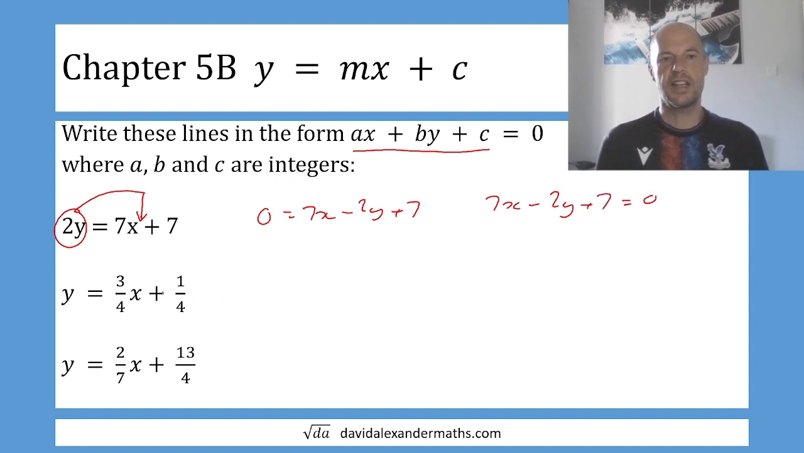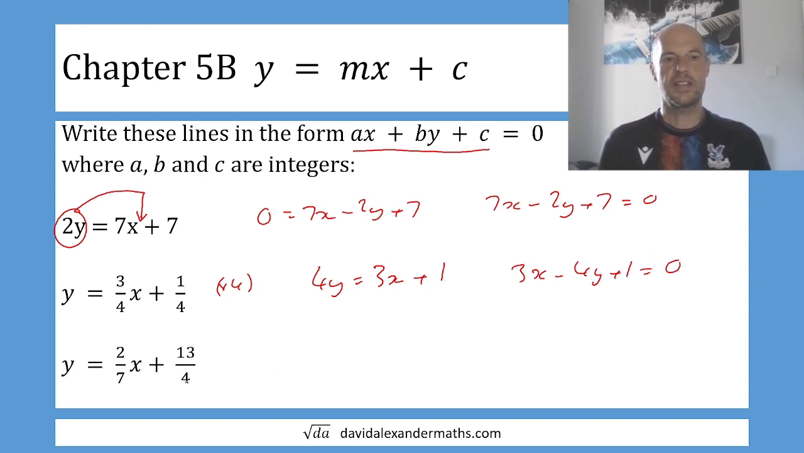For this next example, the problem is we've got fractions and we've been told a, b and c need to be integers, so I'm going to multiply everything through by 4. I'm going to get 4y equals 3x plus 1. Move the 4y over to the other side, so 3x minus 4y plus 1 equals 0.